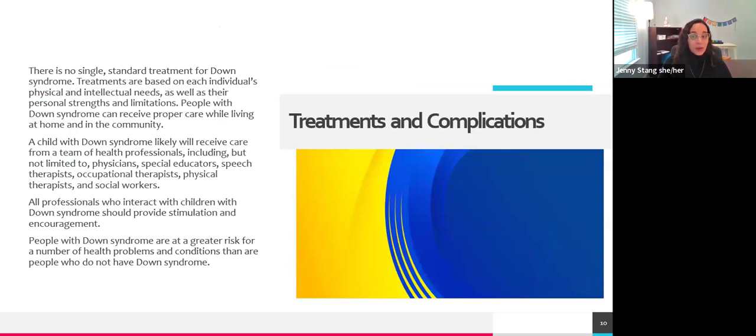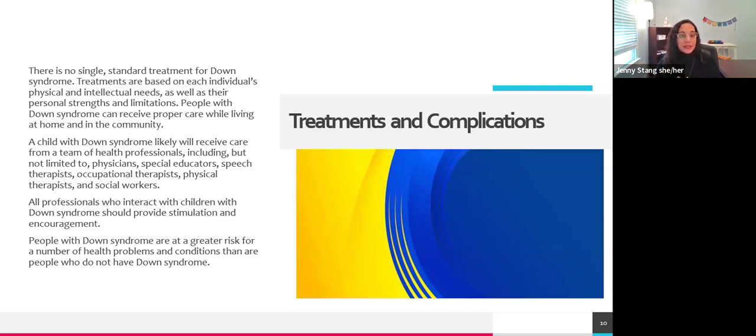Okay, and now we're going to move on to treatments and complications. Many of the associated conditions may require immediate care right after birth, occasional treatment throughout childhood and adolescence, or long-term treatment throughout life. So again, you're seeing this as a spectrum, okay? For example, an infant with Down syndrome might need surgery a few days after birth to correct heart defects, or a person with Down syndrome may have digestive problems that require a lifelong special diet. So it's really about the individual.